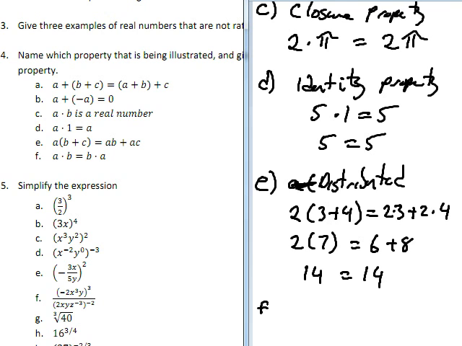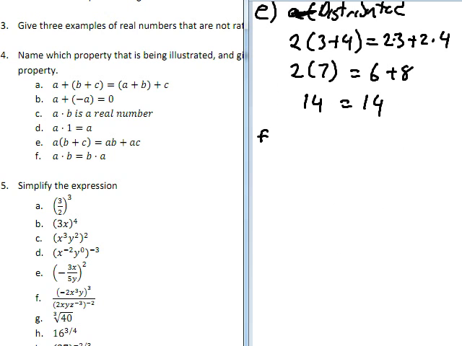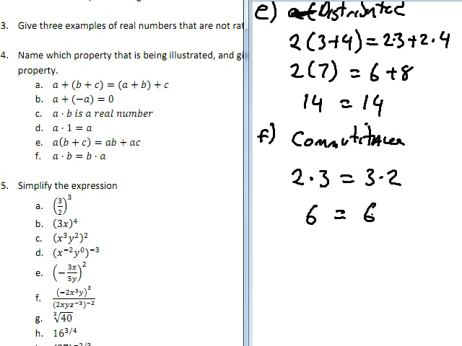And when we finally get to F, it is A times B equals B times A, and that's the commutative property. So the commutative property. Again, I'll use an example. 2 times 3 equals 3 times 2. Well, 2 times 3 is 6. 3 times 2 is 6. So the two numbers are equal. And that's pretty much it for question 4.